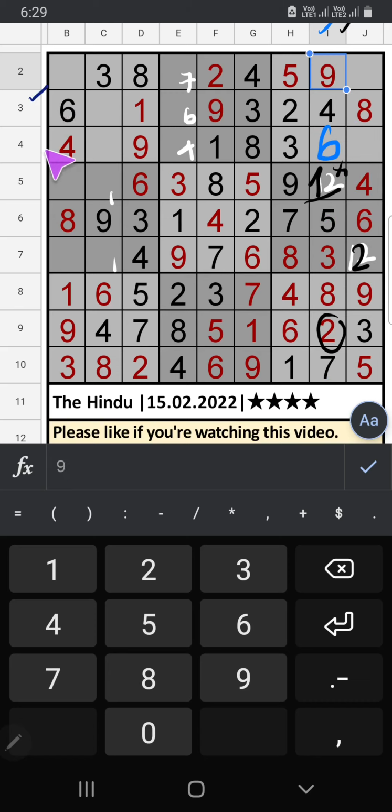Third row and fourth row we have 6. So 6 can't come these cells. Then 6 is confirmed here. Then only 2 numbers are remaining, 5 and 7. It will come in any of the cells. We will confirm later.